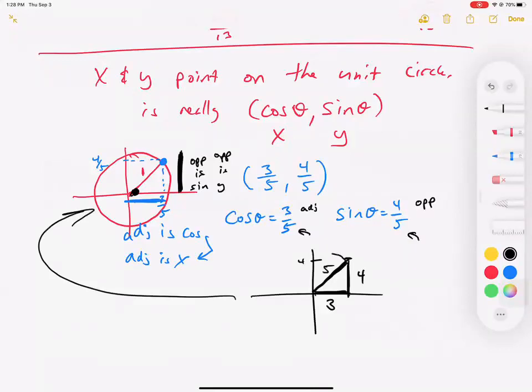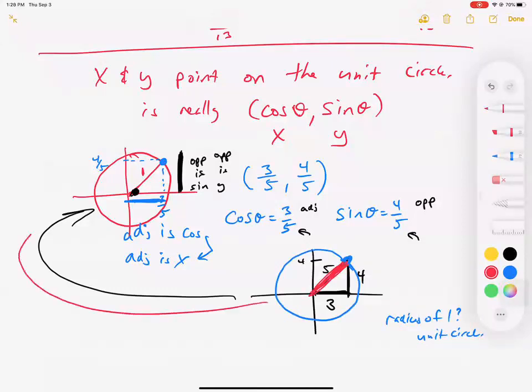If I drew a circle out of this, please pay attention here. This is the crazy part. If I drew a circle out of this, would this circle be a radius of 1? Is that a unit circle? What is the radius of the circle I just drew? The radius is actually 5, isn't it? So the way we get from here to here is we divide everyone by 5.